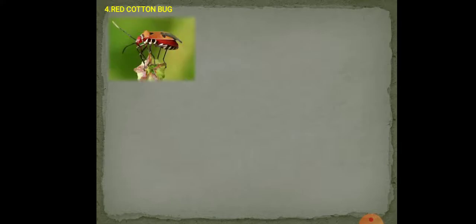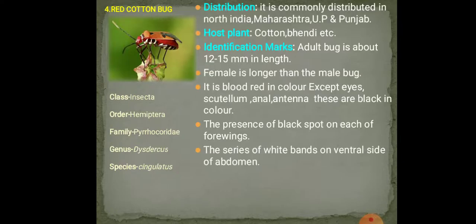Then the next and last one is the red cotton bug. It is again included in phylum Arthropoda, order Hemiptera. Hemiptera means half wings are developed. Then family Pyrrhocoridae, genus Dysdercus, and species cingulatus.